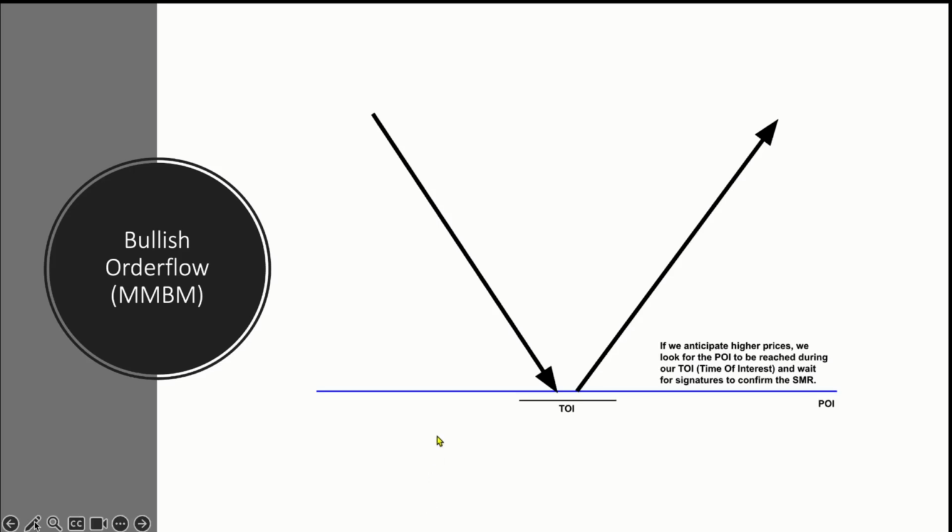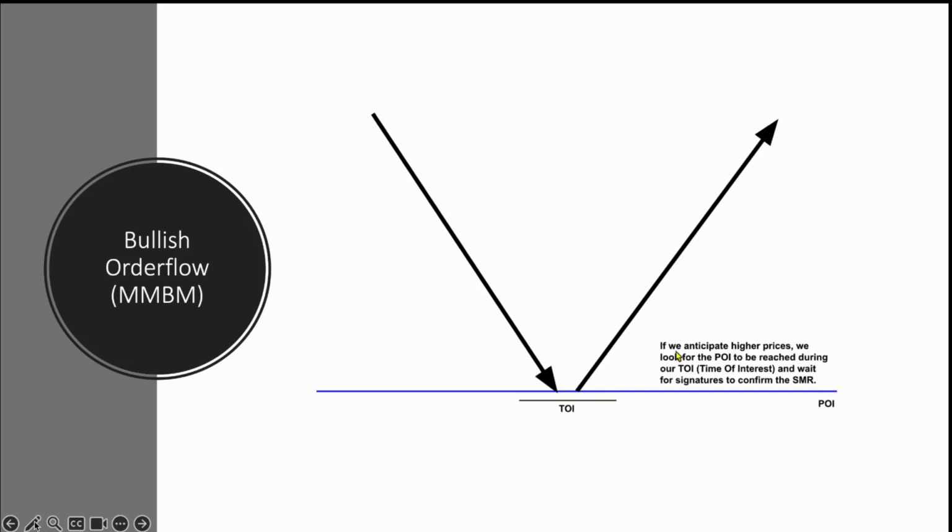So let us take a look at the schematic that was shared with you initially during the last lecture. In this schematic, we can see bullish order flow, aka a market maker buy model. We can see the sell side of the curve right here. Sell side delivery occurs into a point of interest during a time of interest, and from there on a smart money reversal occurs and the market reverses and goes higher, targeting buy side liquidity.